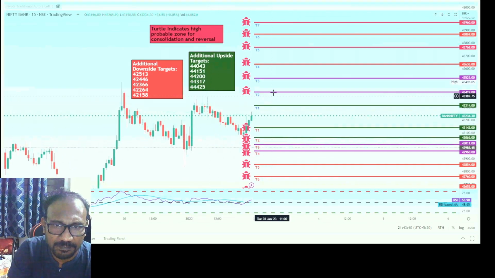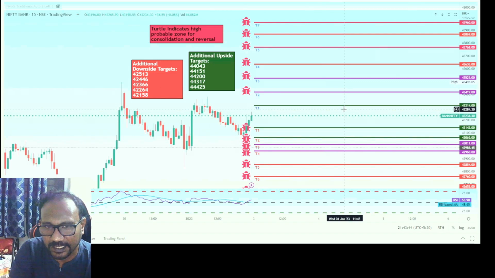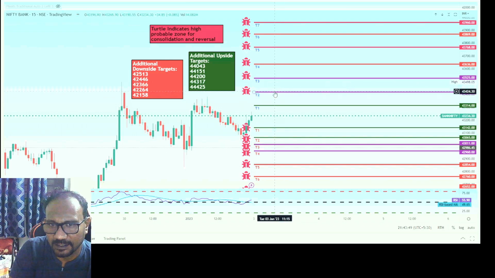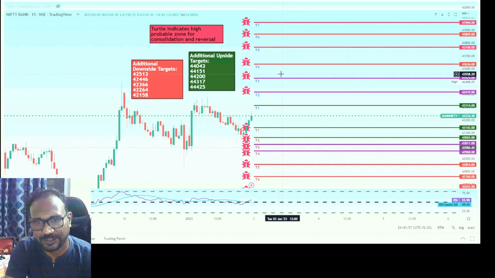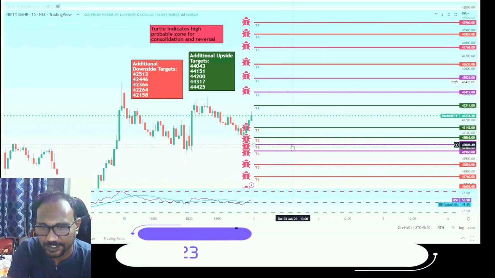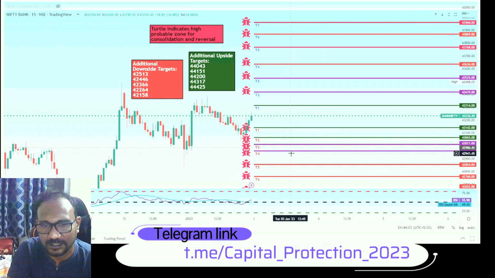And in case the market is playing out within this range, I will observe if there is any sort of momentum building up, and if writers are still trying to control within a range, then eventually I'll be playing at T3 levels on both the sides. When it reaches T3 on the higher side, I will initiate PE position. On the lower side, I will initiate CE position, and keeping the one level down and up as stop loss.